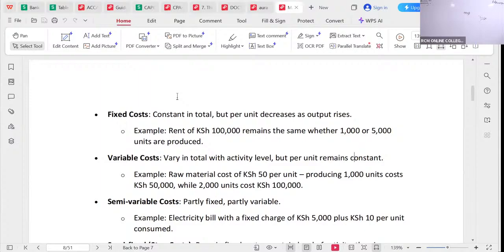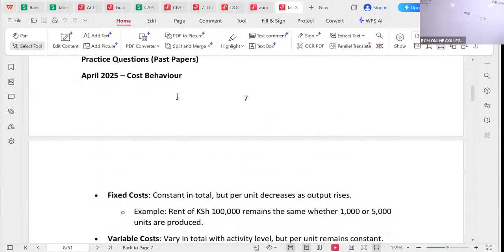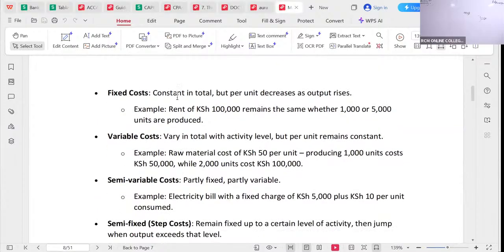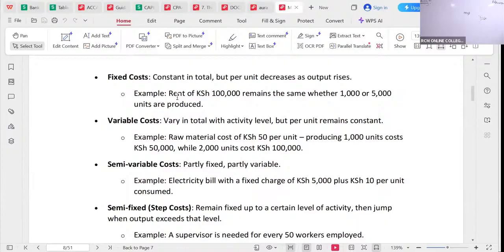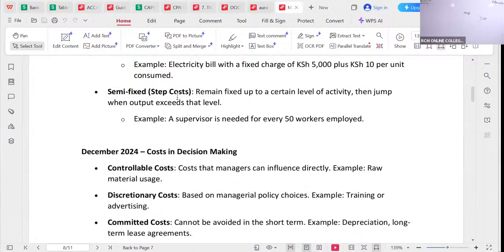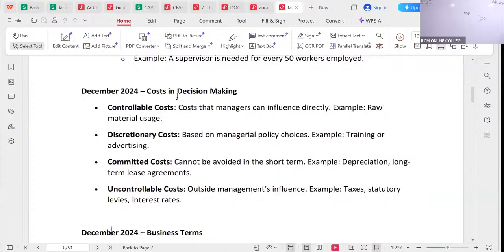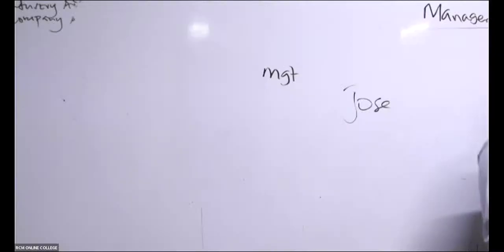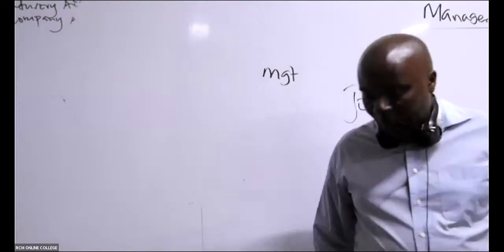But basically they asked us about cost classification in accordance with behavior, of which we have fixed costs, variable costs, semi-variable, and semi-fixed, also called step costs. Then we have costs in decision making, where we have controllable costs, discretionary costs, committed costs. Controllable costs are those costs that managers can influence directly. Example, raw material usage. Discretionary costs are based on managerial policy choices. Example, training. So many students have always gotten the discretionary costs definition wrong.